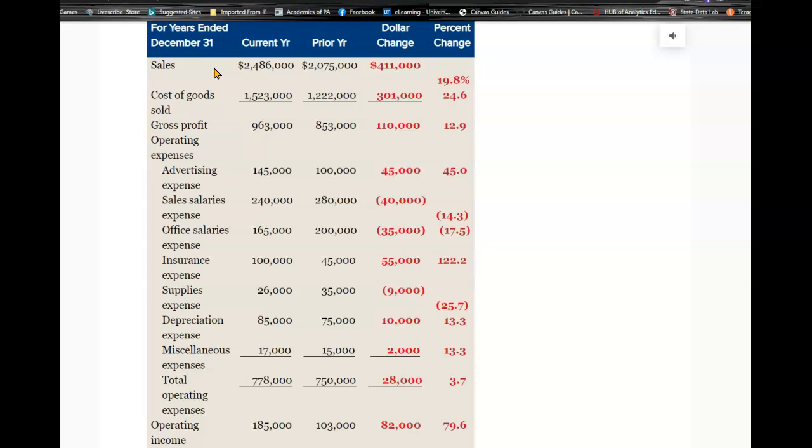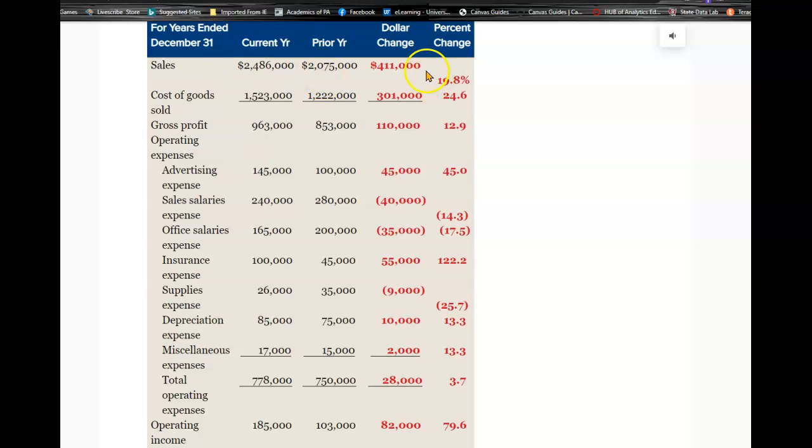So again, if you were to do this on your calculator, very simply, you would take the 2,486,000 minus 2,075,000 equals 411,000. Divide that by 2,075,000, and you get 0.198. Multiply that by 100, and you get 19.8%.